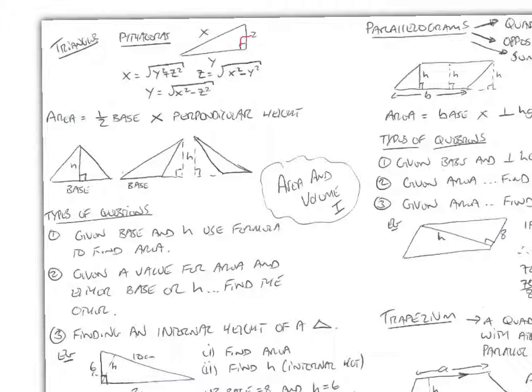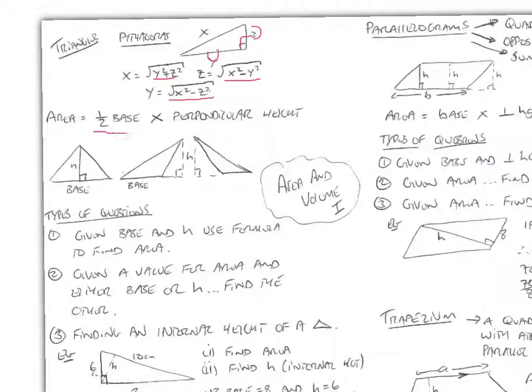We can see that x is equal to the square root of y squared plus z squared. The length of z would be equal to the square root of x squared minus y squared, and the length of y, the base for this triangle, would be equal to the square root of x squared minus z squared.